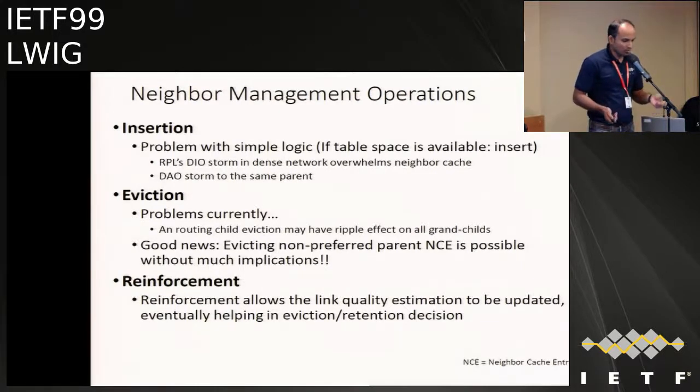The reinforcement: the link quality estimation has to be updated over a period of time. You can use an active or passive mechanism. Contiki has an active mechanism in the form of active probing of neighbors. A passive mechanism can be that you overhear the DIOs or the other messages in the network, and you can update the link estimation.